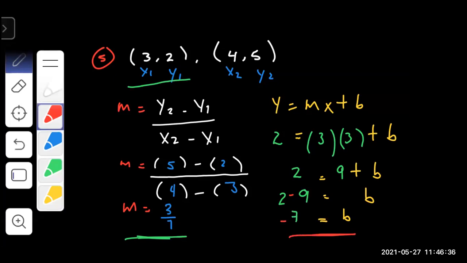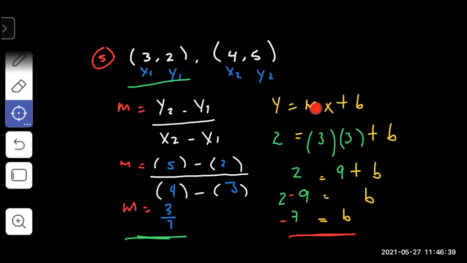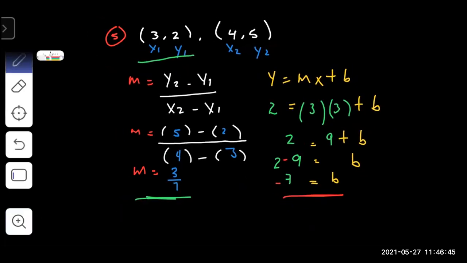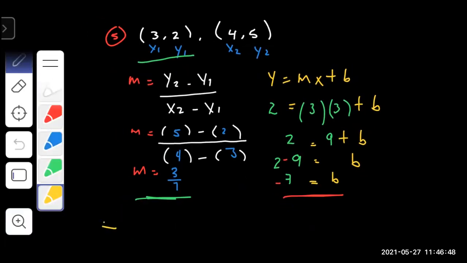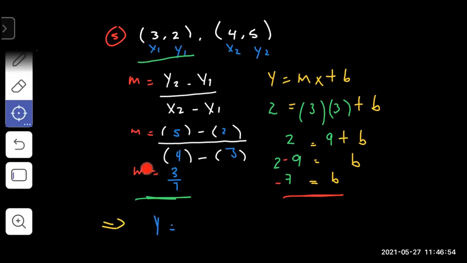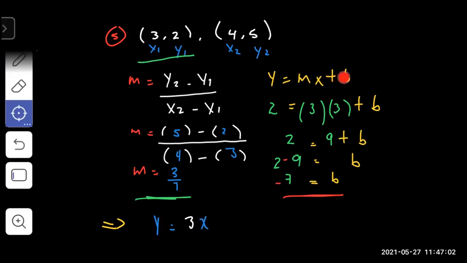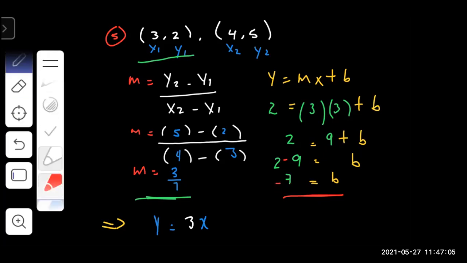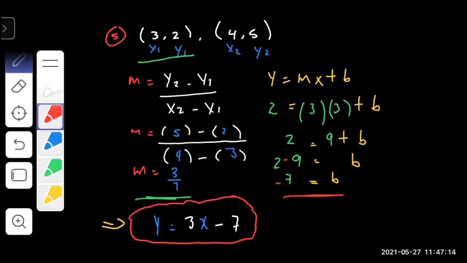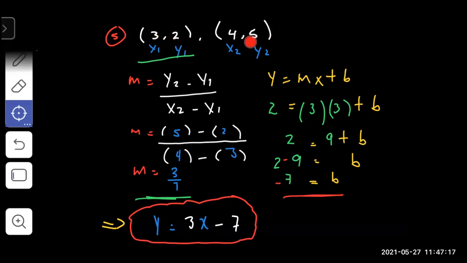And now take a look. You know m and you know b. You got the equation, guys. You got it already. What is the equation? Let's write it. This is going to be the final answer. The final answer is going to be y equals m. What is m? 3 over 1. If you don't want to put the 1, guys, just put 3. X plus b. What is b, guys? B is negative 7. In this case, we don't put minus, we put negative 7. And this is the equation. That is the equation, guys, that goes through the points 3,2 and 4,5.